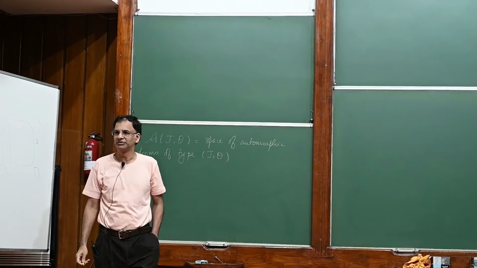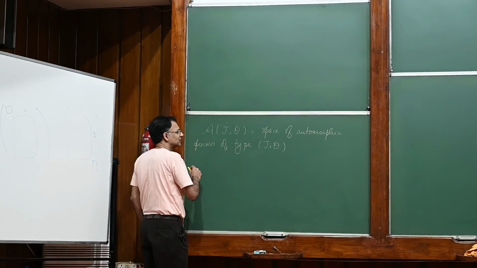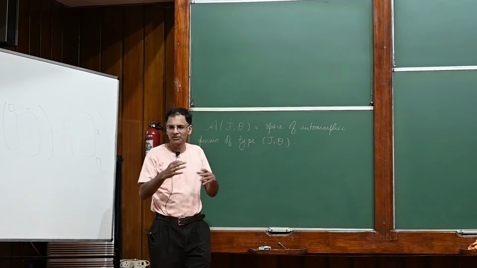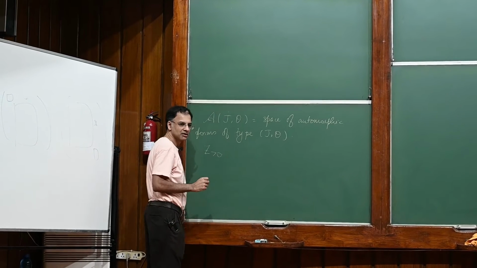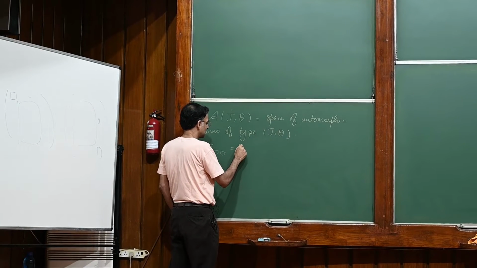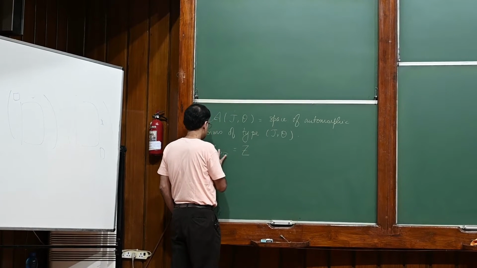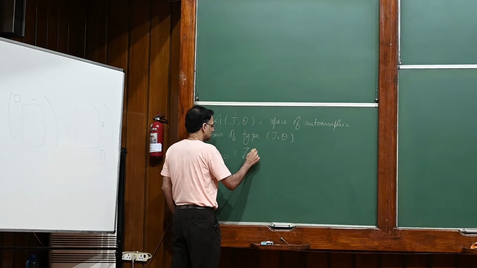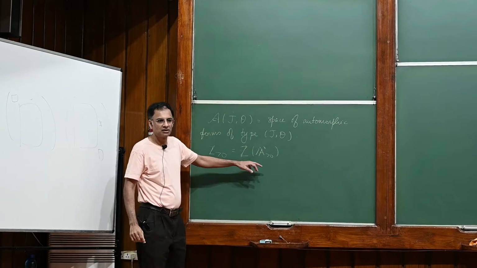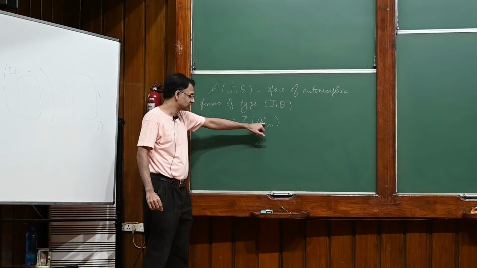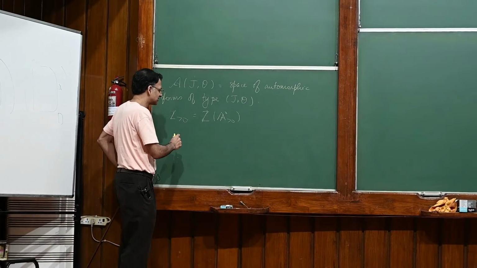So in the space of automorphic forms of type J theta, recall that I said one had this Z greater than 0, which was basically you take the center of G and look at the points of Z, the A cross greater than 0 points. So maybe I should remind you what this is.